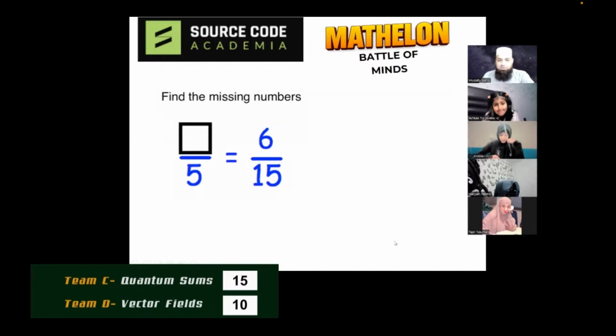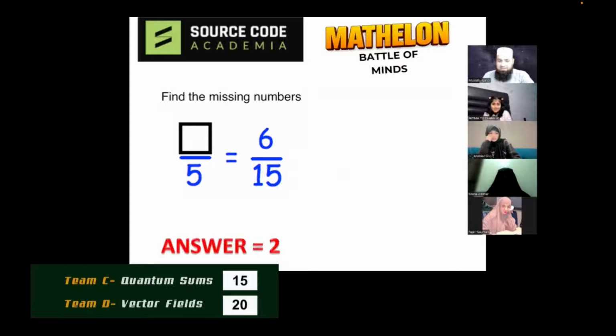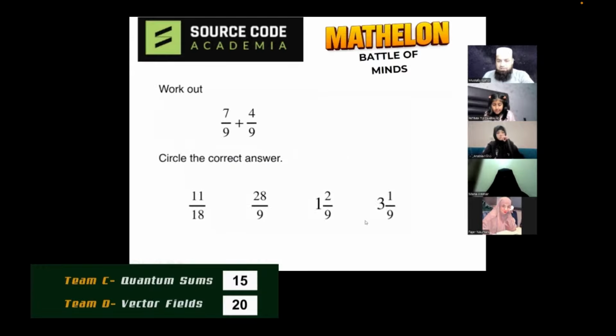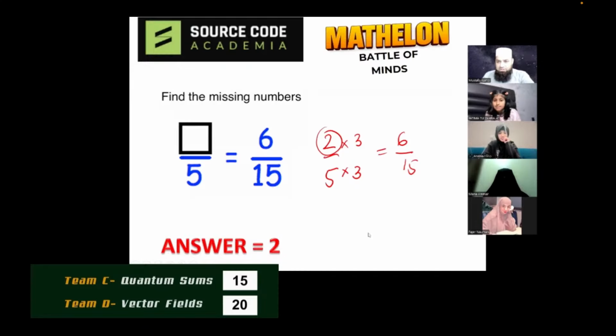Something divided by 5 equals 6 over 15. Find the missing number. Team D, Mariam. It's 2. Exactly, 2 is the correct answer. Well done. Because when you have 2 divided by 5, you need to multiply both the numerator and denominator by a certain number to get 6 over 15. So we have 3: 2 threes are 6 and 5 threes are 15. So the missing number is 2. The next question is on your screen.